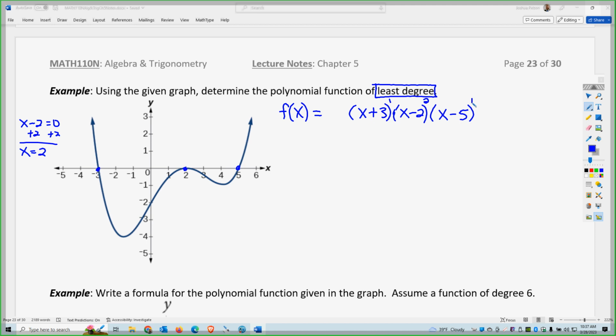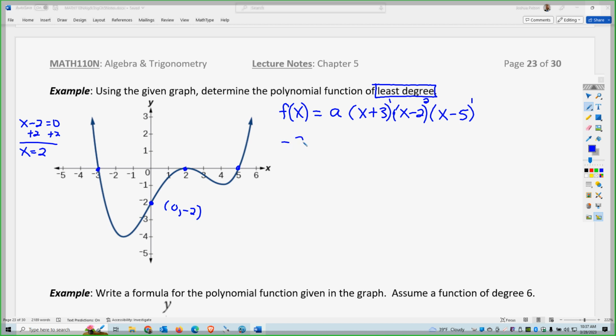And there's an a out front. So in order to solve this, we need one more coordinate. You can pick any coordinate on the graph you want, but the easiest coordinate to pick is the y-intercept. Because there are an infinite number of functions that pass through these three intercepts. We need one coordinate to orient it to be the correct function that passes through it, right? So we're assuming least degree. So 1 and 2 are the least degrees to pick. They either bounce off or go through the graph, okay? So then we chose the y-intercept because that's the easiest one you can do.